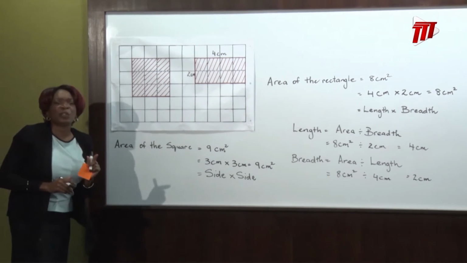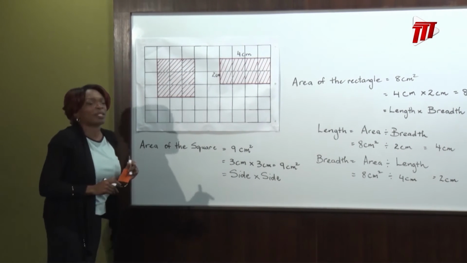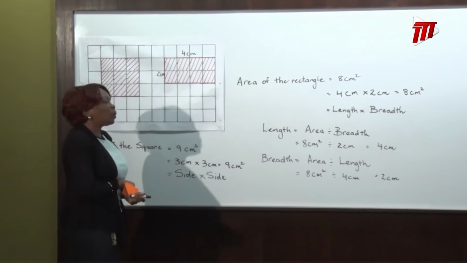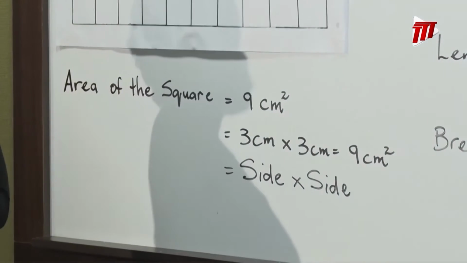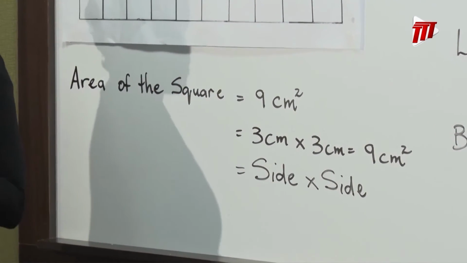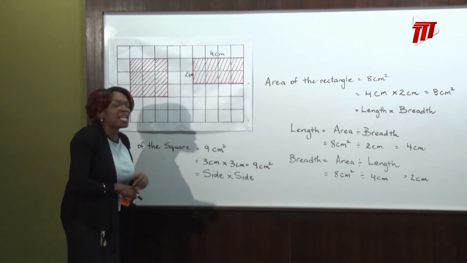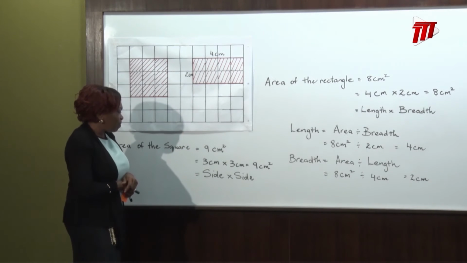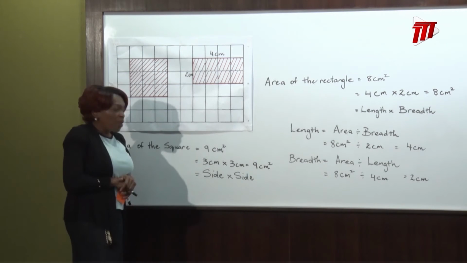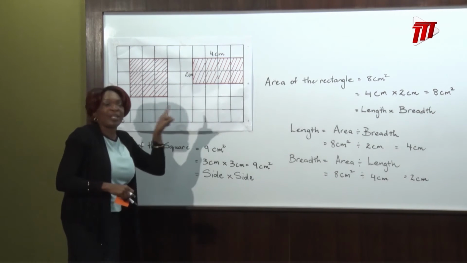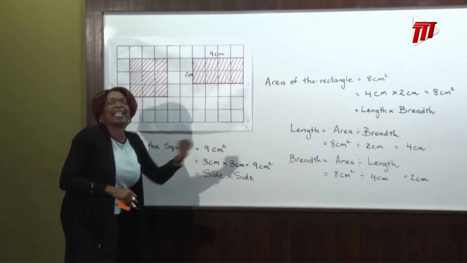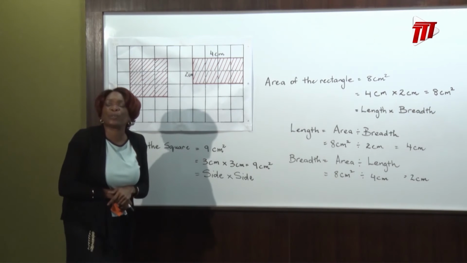The area of the square is 9 centimeters squared. How are we going to find the side? Now, the formula to find the area of a square is side by side. Side by side is the same as saying what? Side squared, not so? So how are we going to work backwards now to find the missing side? We know that the area of the square is 9 centimeters squared. What are we going to do?